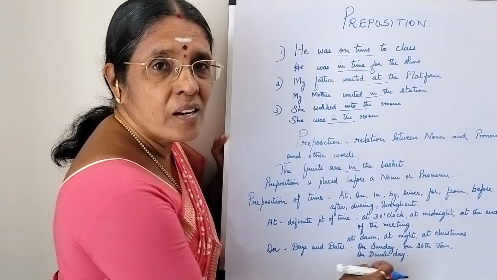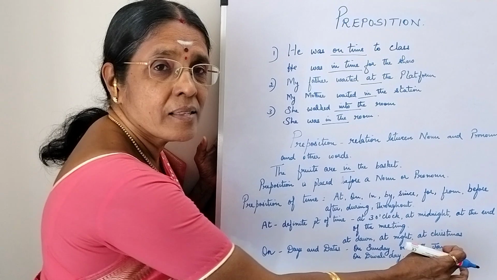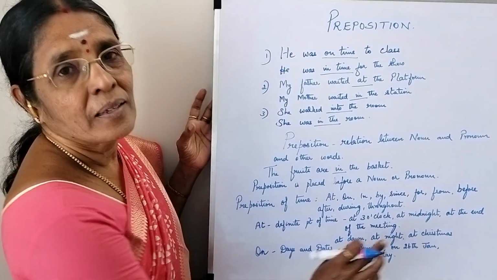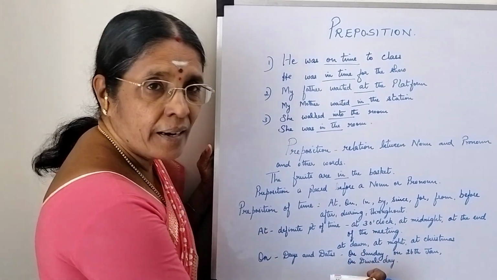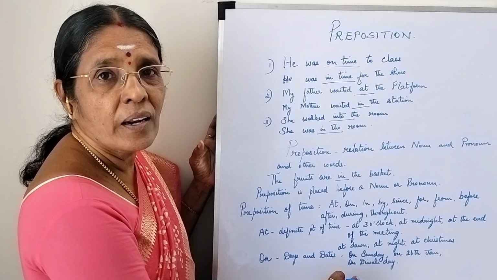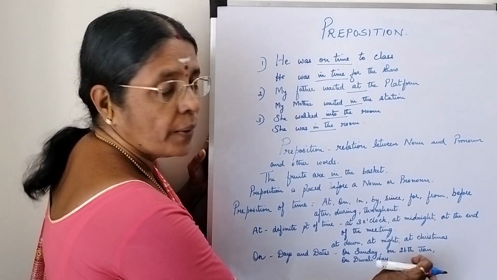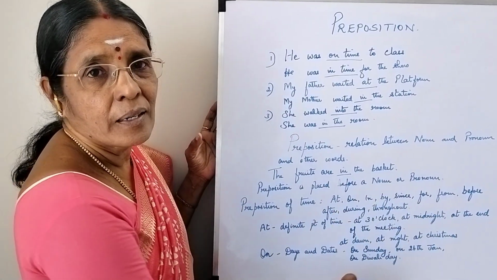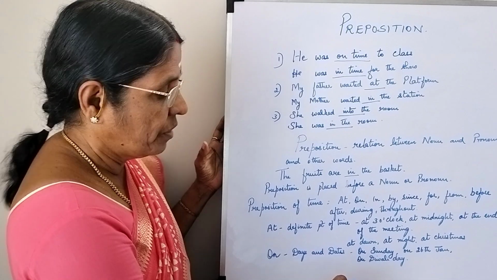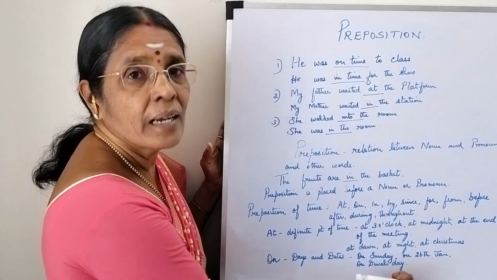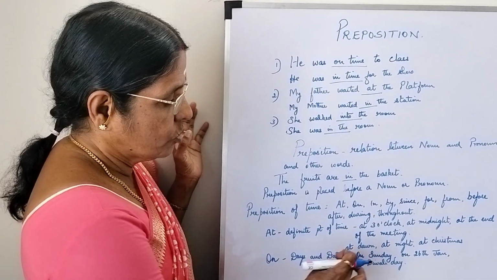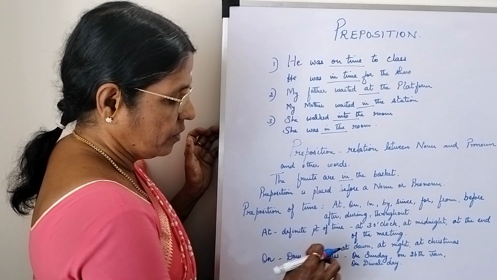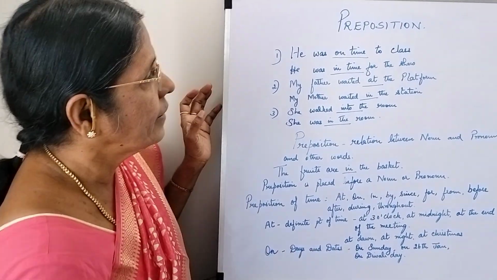On Sundays, my mother prepares a sumptuous meal for lunch. On Sunday, we make it a point to go for lunch. Then on 26th January every year, Republic Day is observed. On Diwali Day, crackers are burst. So, on is used for days and dates.